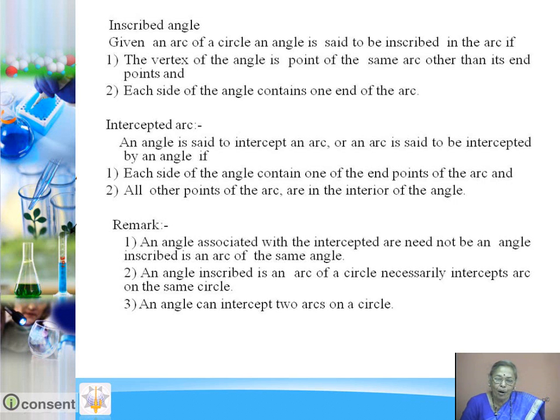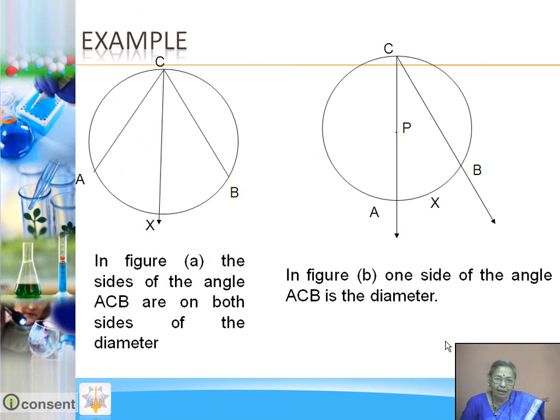Let us see the property of the inscribed angle and the intercepted arc. Here we can draw 3 diagrams regarding this.